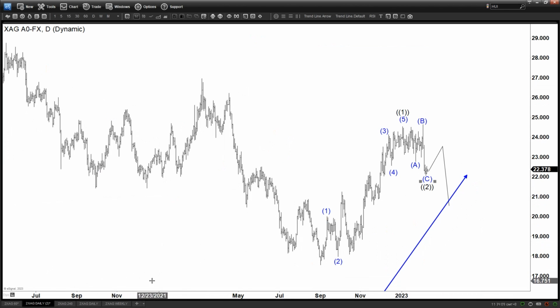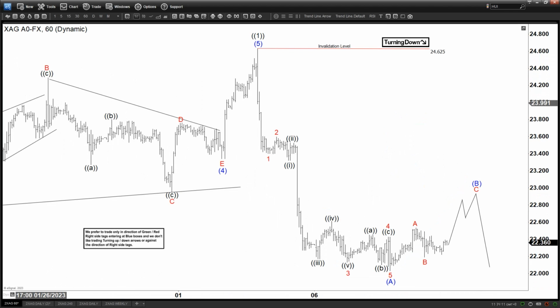But for now, the main idea, the main view is calling for another leg down. So the main view is calling for the rally to fail below 24.6, and then from there we can start to turn lower again. Alright, so that's the idea here and the update for today.